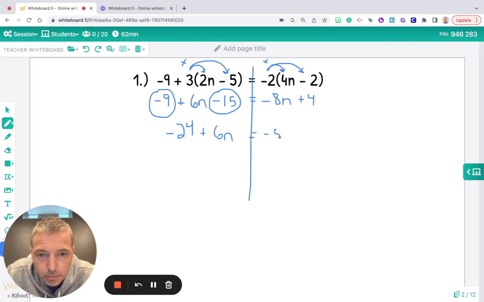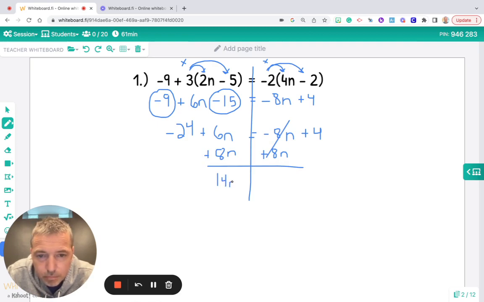Now I have variables on both sides, right? This is where I say which variable is smaller, because that's usually the one I want to bring over. So a negative 8n is smaller than a 6n. So to cancel out this negative 8n, I'm going to add 8n to both sides. I want to add it to the one that has the variable, right? So this cancels out. I get 14n.